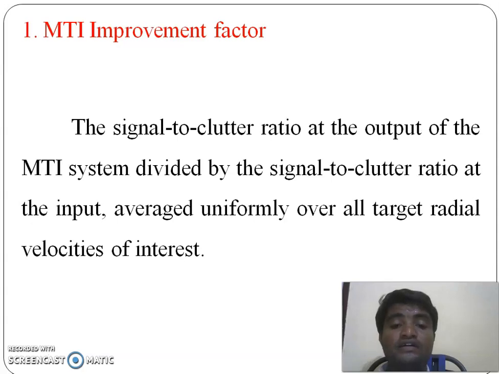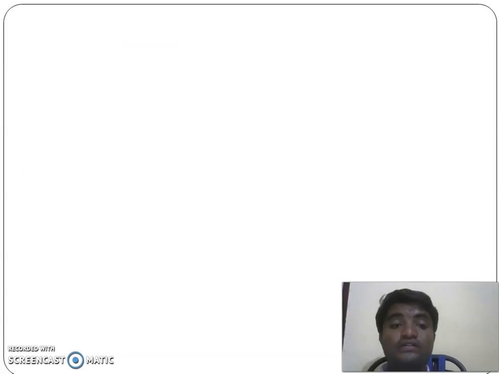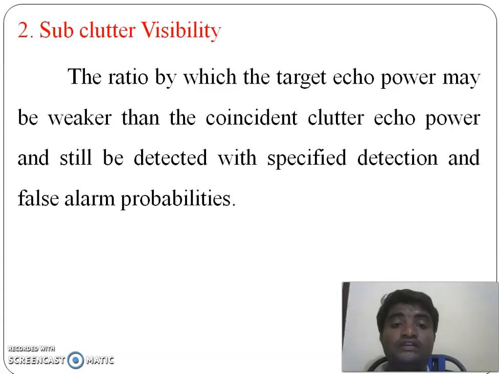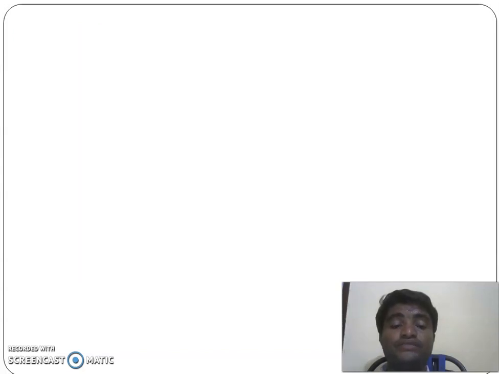It is the signal to clutter ratio at the output of the MTI system divided by the signal to clutter ratio at the input, averaged over all target radial velocities. And the second parameter is subclutter visibility. It is the ratio by which target echo power is weaker than coincident clutter echo power, still detected with a specified probability of detection and false alarm probabilities.